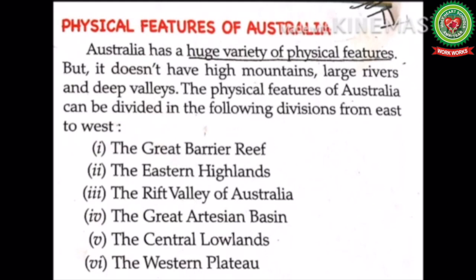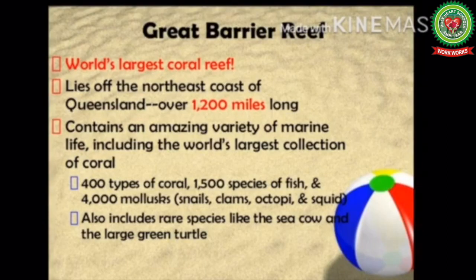Number 1, the Great Barrier Reef. Number 2, the Eastern Highlands. Number 3, the Rift Valley of Australia. Number 4, the Great Artesian Basin. Number 5, the Central Lowlands. And number 6, the Western Plateau. The first physical feature we will discuss is the Great Barrier Reef.